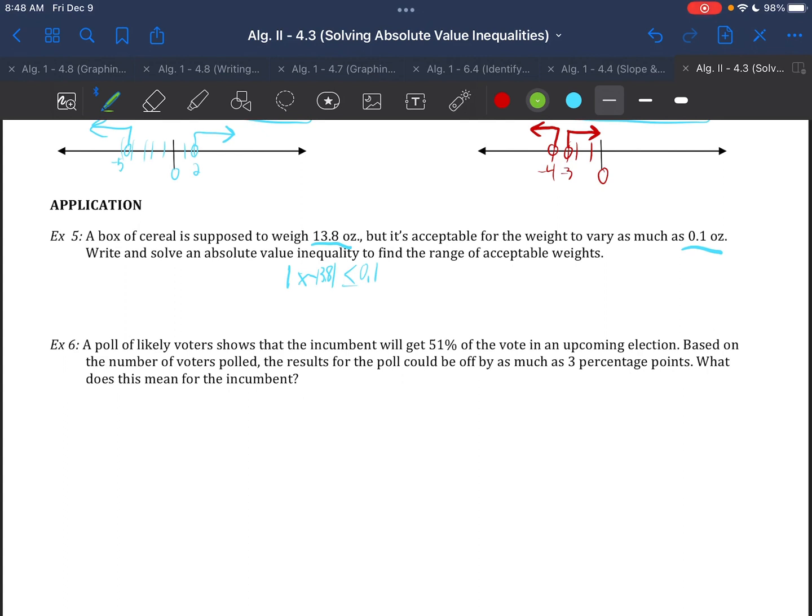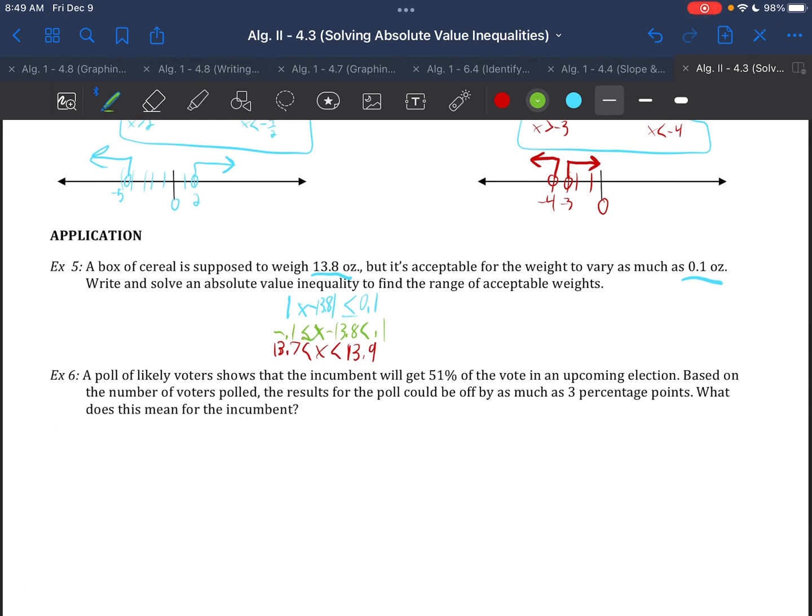As we start solving, I think we'll realize why the setup is the case, and I'll re-explain that too. So we have the absolute value by itself, so we'll set up two inequalities. We'll have negative 0.1 is less than or equal to x minus 13.8, which is less than or equal to 0.1. So we add 13.8 to the left, right, and the middle, and we get 13.7 is less than or equal to x, which is less than or equal to 13.9. Even as we look at this, can we notice that 13.7 and 13.9 are both 0.1 ounces off? Yeah, they are.